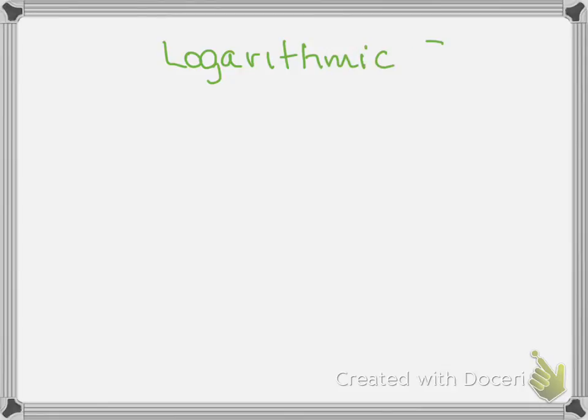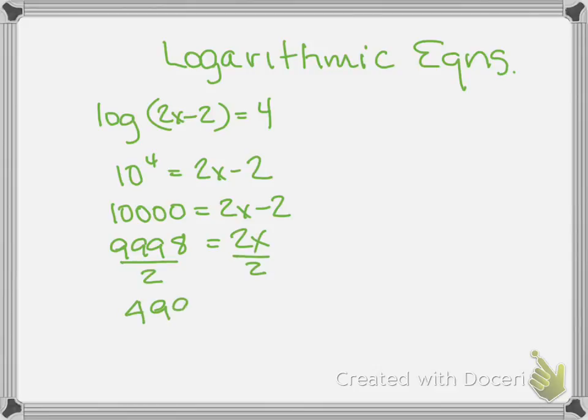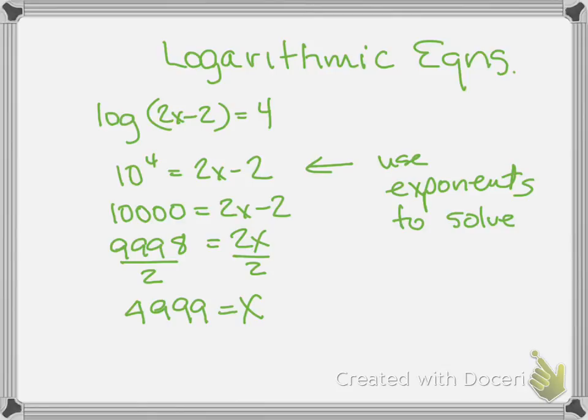So now let's look at solving logarithmic equations. Remember we said that we used logs for exponential equations. Now we're going to use exponents to solve logarithmic equations. In the first example of log 2x minus 2 is equal to 4, I'm going to first rewrite it as an exponent. So 10 to the 4th is equal to 2x minus 2. 10 to the 4th is 10,000. That I can do. So now I have 10,000 is equal to 2x minus 2. 9,998 over 2 is equal to x. So I get x is equal to 4,995.